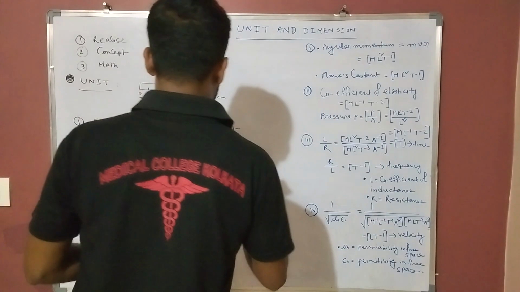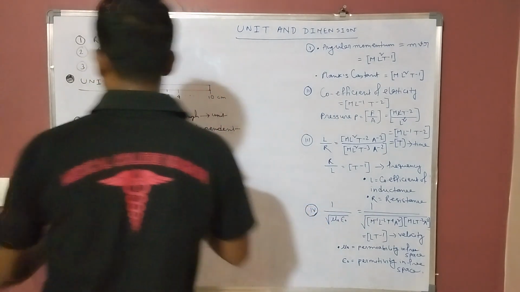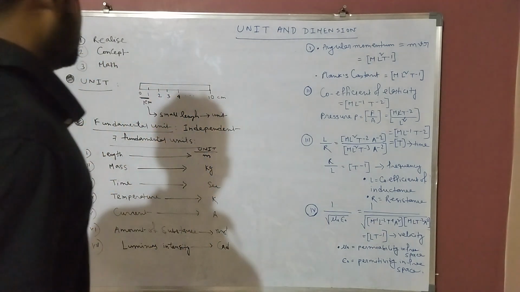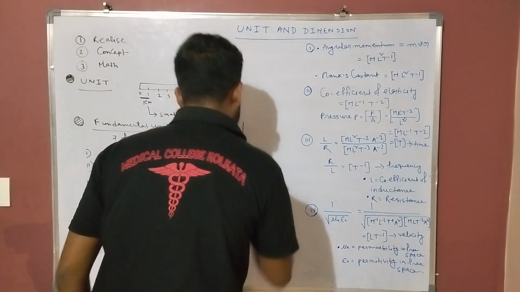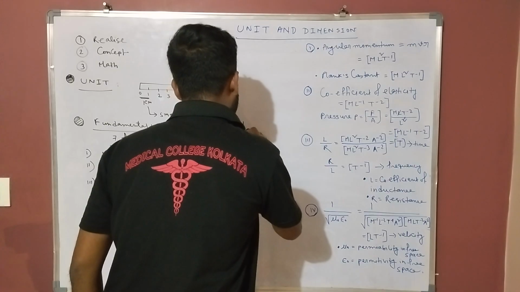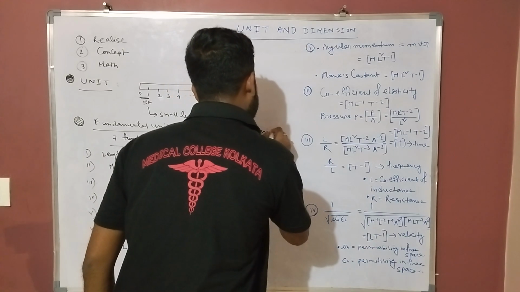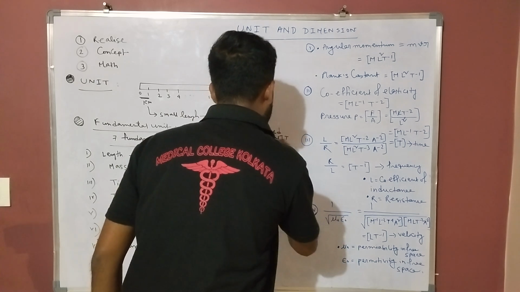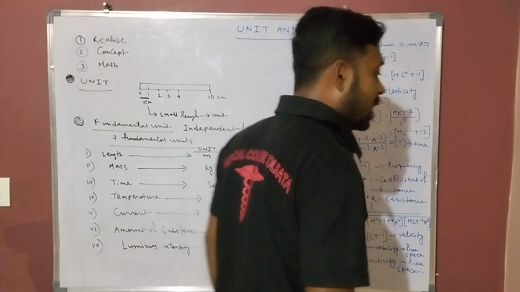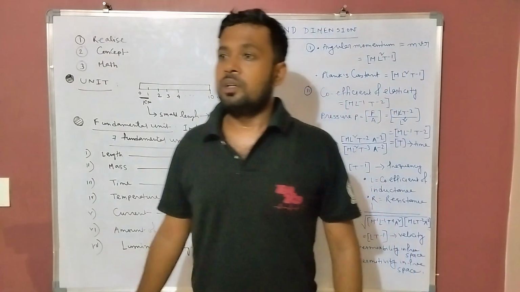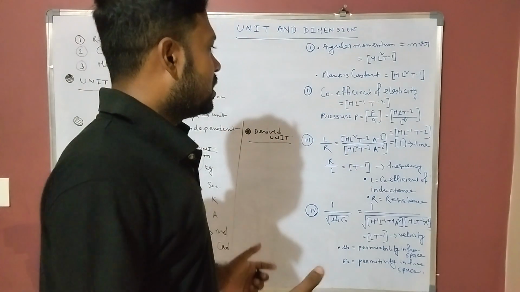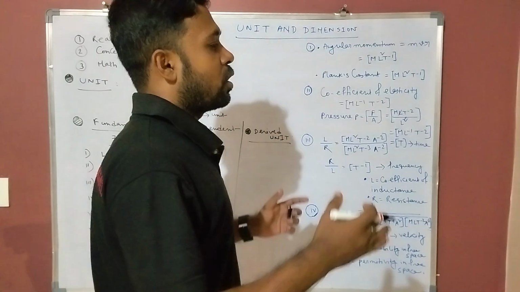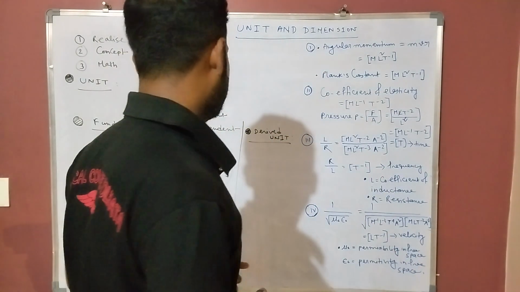So this is the fundamental unit. Number 2, derived unit. What is a derived unit? Derived unit means these units are derived from other units. That means they depend on other units. How? Let's see.